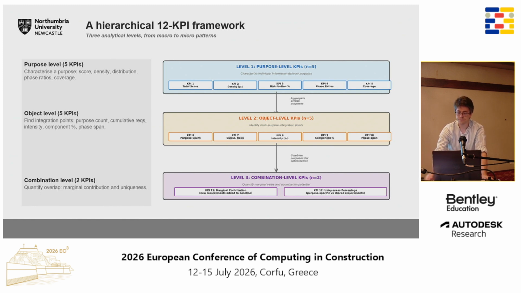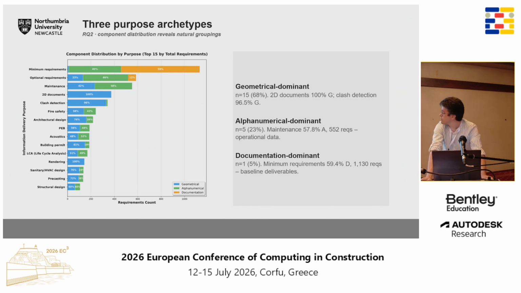And on the other side, whether it is really valuable to add additional requirements based on their marginal contributions. So the first finding that we got is that if you analyze the way that purposes are defined by BEAM IDS, there are clearly three types of archetypes that show up very quickly. There are very geometrical dominant purposes. There are very clear alphanumerical dominant purposes. And there is clearly one documentation dominant purpose, which is surprisingly documentation minimum requirements. The way that it's defined doesn't make much sense, in that BEAM IDS considers that all documentation available needs to be provided as minimum requirements, but that's what it is.